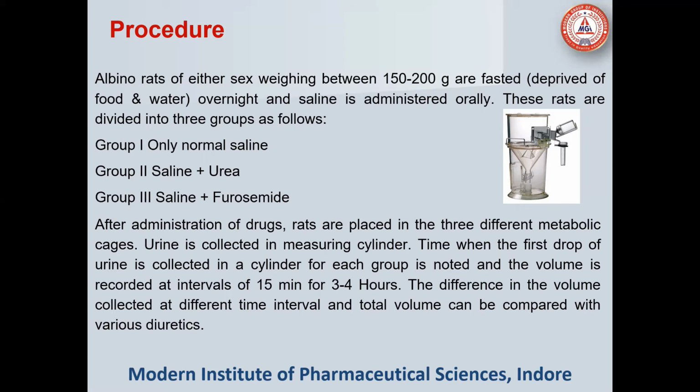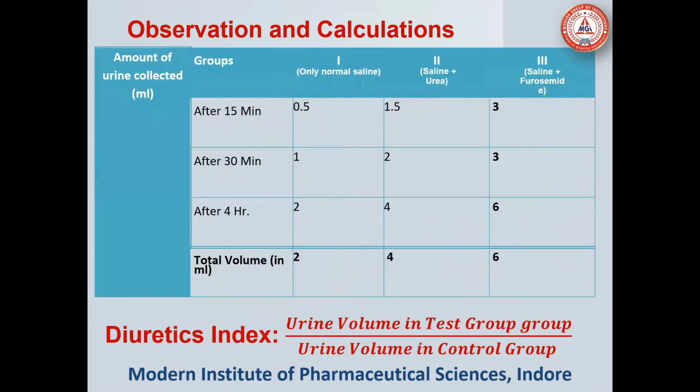After the administration of the drug, rats are placed in three different metabolic cages. Urine is collected in the measuring cylinder. The time when the first drop of urine is collected in the cylinder for each group is noted, and the volume is recorded at intervals of 15 minutes for 3 to 4 hours. The difference in the volume collected at different time intervals and the total volume can be compared with various diuretics.